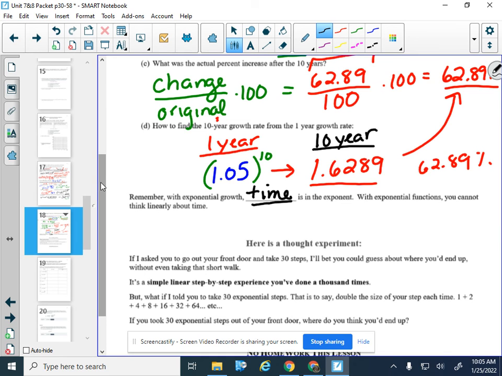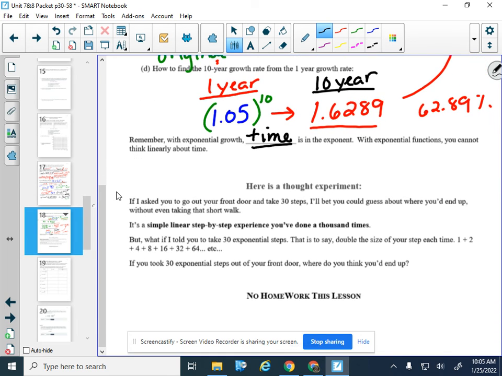So to go along with this and to kind of close, here's a thought experiment. It says, if I asked you to go out your front door and take 30 steps, I'll bet you would guess about where you'd end up without even taking that short walk. If I walk 30 steps, like I'm standing in a classroom, I would probably be out of the classroom. I could maybe make it down to the library. It's a simple linear step-by-step experience you've done 1,000 times.